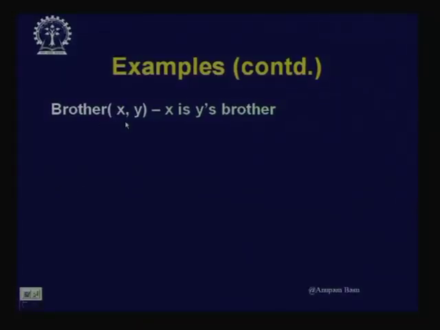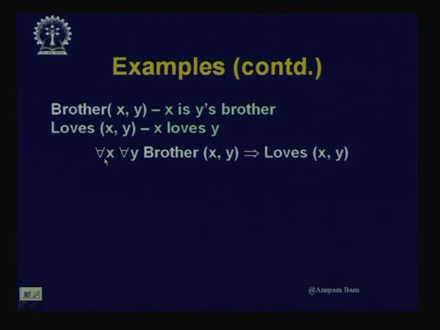Say, when I write brother x y, that means that x is the brother of y. Okay. Now, when I write loves x y, that means x loves y. These two are predicates, both binary predicates, and these two are also sentences. Now, I want to make a more expressive statement. Brother x y implies loves x y, and that is universally quantified over all x and all y. That means, for all x and for all y, if x is the brother of y, then x will love y. Whether in the real world that is true or not, that is a different issue, but this is a proper sentence in terms of the language of first order predicate logic.